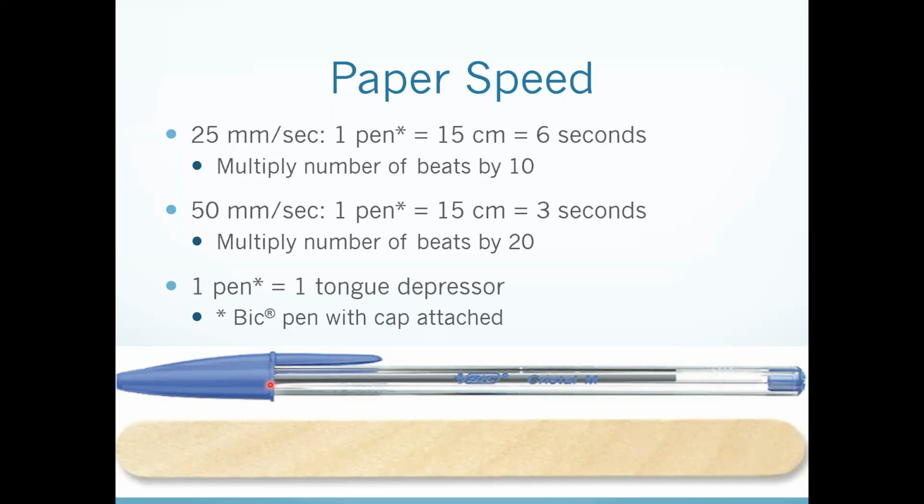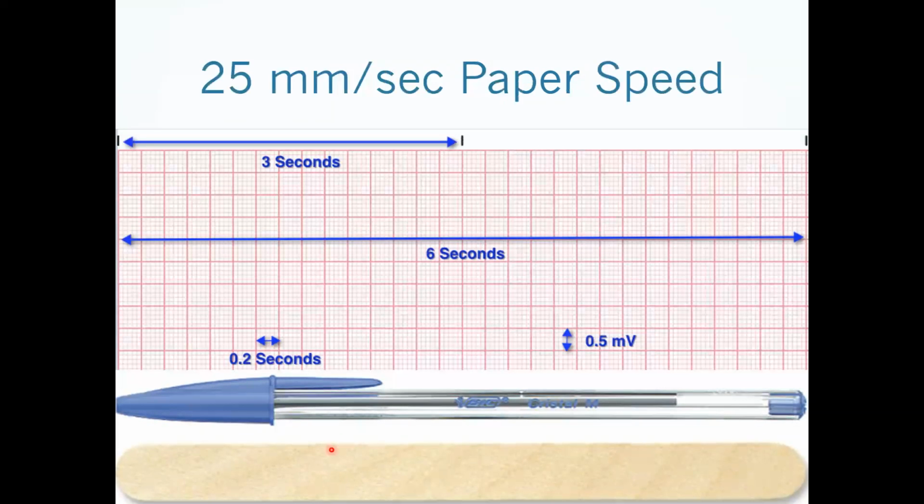Additionally, if we're at 50 millimeters per second, then that 150 millimeters is now only 3 seconds. So we're going to have to multiply by 20 to get that rate per minute. Another thing that's really helpful, which I didn't learn until relatively recently, is that tongue depressors are exactly 15 centimeters as well. So if you don't happen to have a big pen lying around, you'll hopefully have a tongue depressor in your clinic. Again, here's an example: you'll have your ECG paper, you'll put your pen down against it, and if you're at 25 millimeters per second, you're going to have 6 seconds worth of recording. Whereas if you're at 50 millimeters per second, this time period is only going to be 3 seconds.